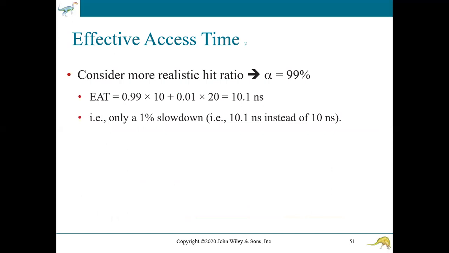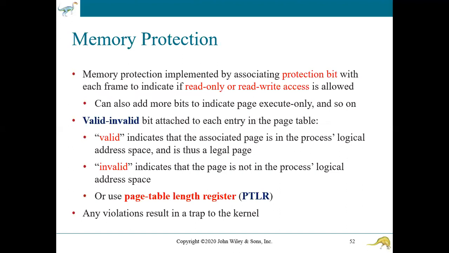Okay, all right. And if we consider more realistic hit ratios, 99% you're getting it from the cache memory. So 0.99 multiplied by 10, and a 0.01, a 1% chance, of spending 20 nanoseconds. So that means 10.1 nanoseconds. It's just a 1% slowdown, right? You don't need to compute it, just say it. This slowdown is 1%, resulting in 10.1 nanoseconds instead of 10, which is the 100% case where you find it in the TLB.